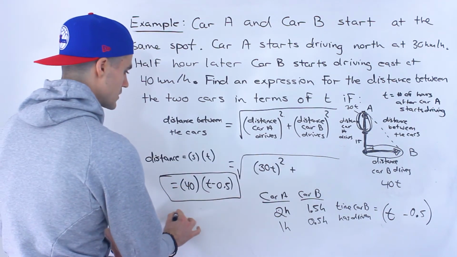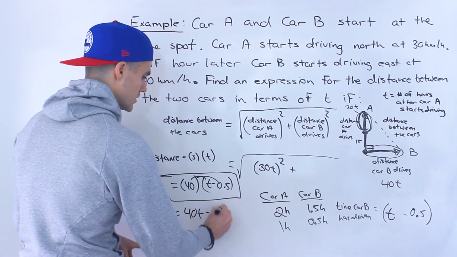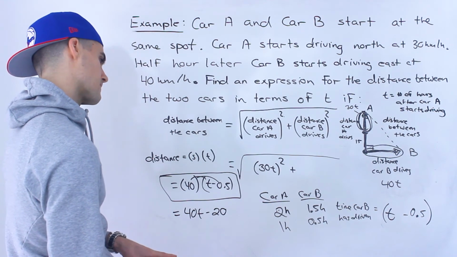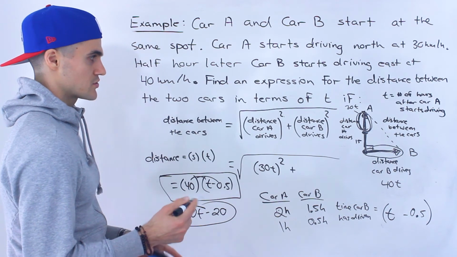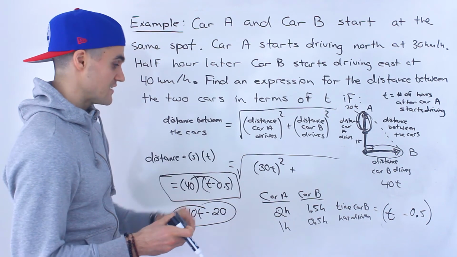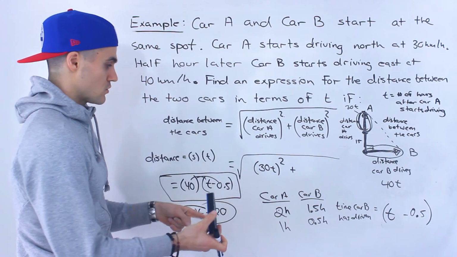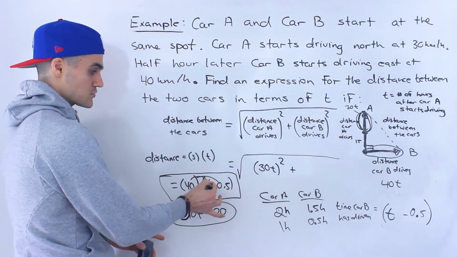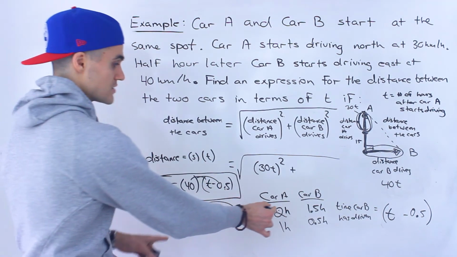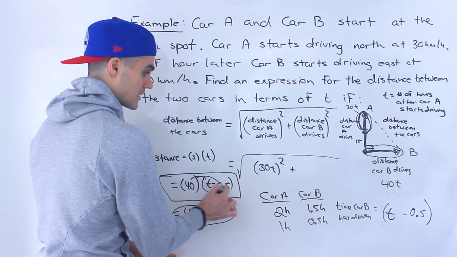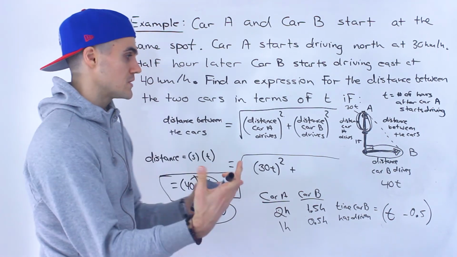So you can keep it like this. You can also distribute. So you'd have 40t minus 20. So that's another way to represent the distance that car B drives, if t is the number of hours after car A starts driving. So if car A has driven 3 hours, we would plug in 3 here. 3 minus 0.5 would give us 2.5. Or if car A has driven 2 hours, plug in 2 here. 2 minus 0.5 gives us 1.5. That would be the number of hours car B drives.